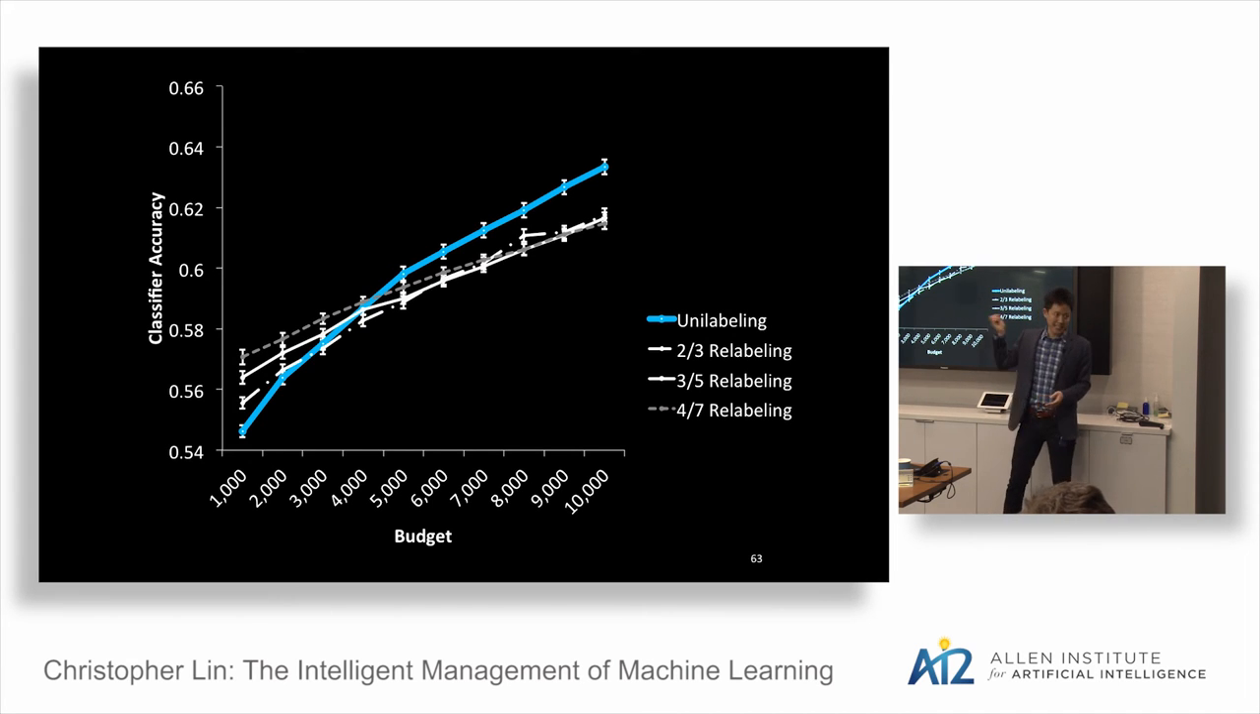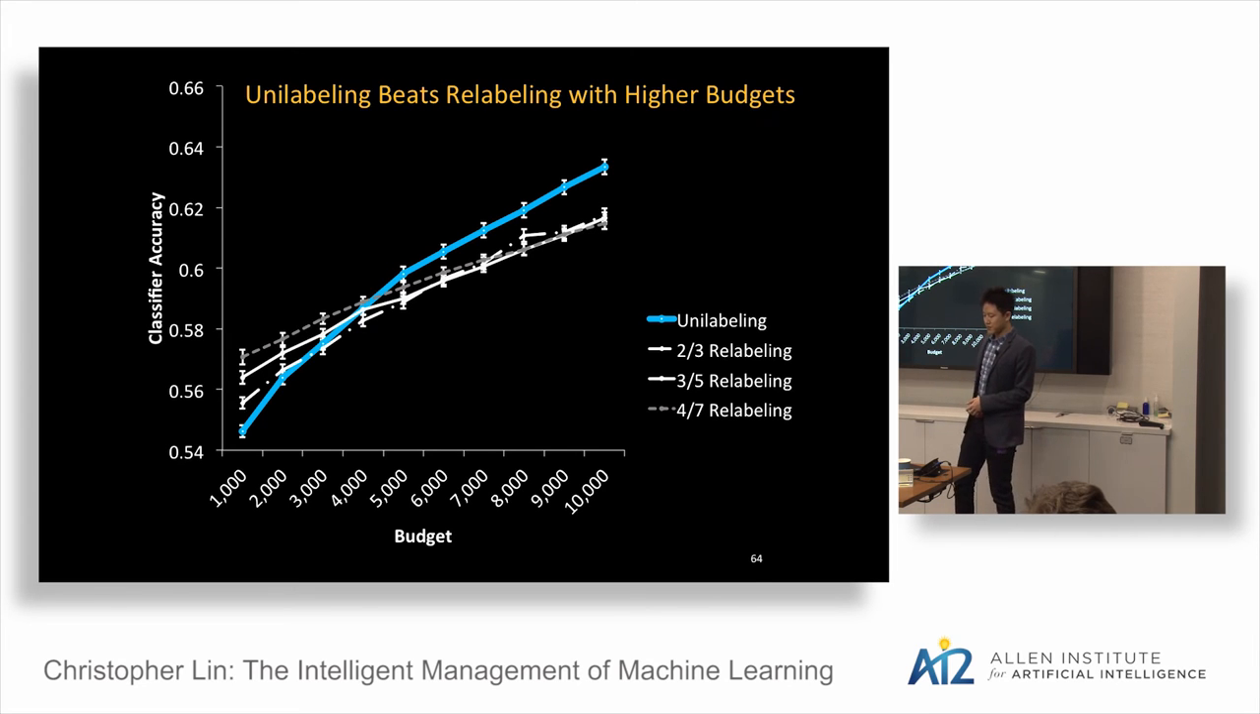And so here is another graph where now we're varying the budget on the x-axis. The y-axis has changed here. Basically, we're showing just the classifier accuracy, the test accuracy. And what you see is when the budget is small, unilabeling is not good. But as you increase the budget all the way to 10,000, unilabeling eventually starts beating out the relabeling strategies. And this was with a decision tree with 75% accurate workers. So unilabeling beats relabeling with higher budgets.